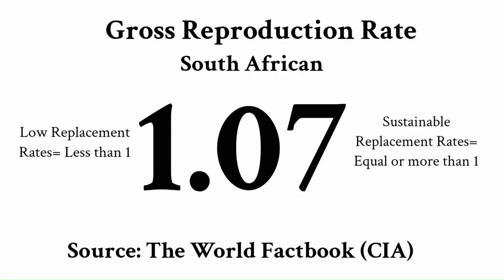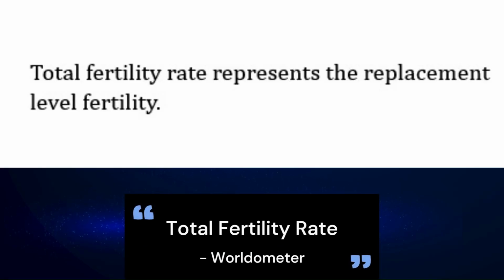The gross reproduction rate of South Africa is more than 1. The gross reproduction rate of South Africa is at 1.7, which means that the next generation of daughters in South Africa will replace the former generation of women in South Africa, according to Worldometer.